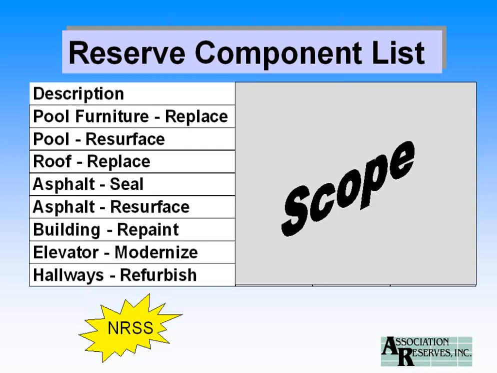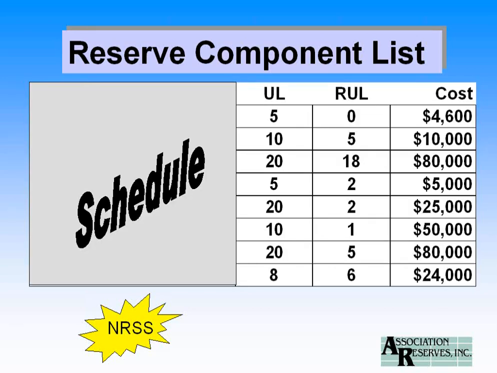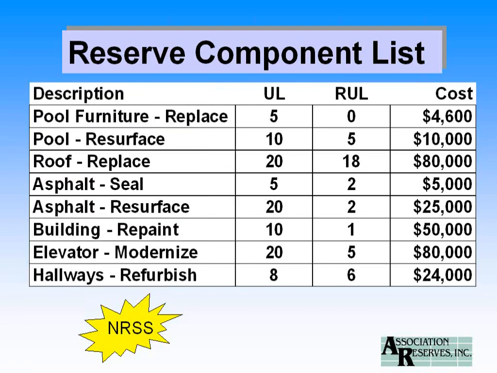The correct components define the scope of the reserve study. And the useful life, remaining useful life, and replacement cost all define the schedule of the reserve study. So the question is, at your association, which components should and shouldn't appear in your reserve component list?